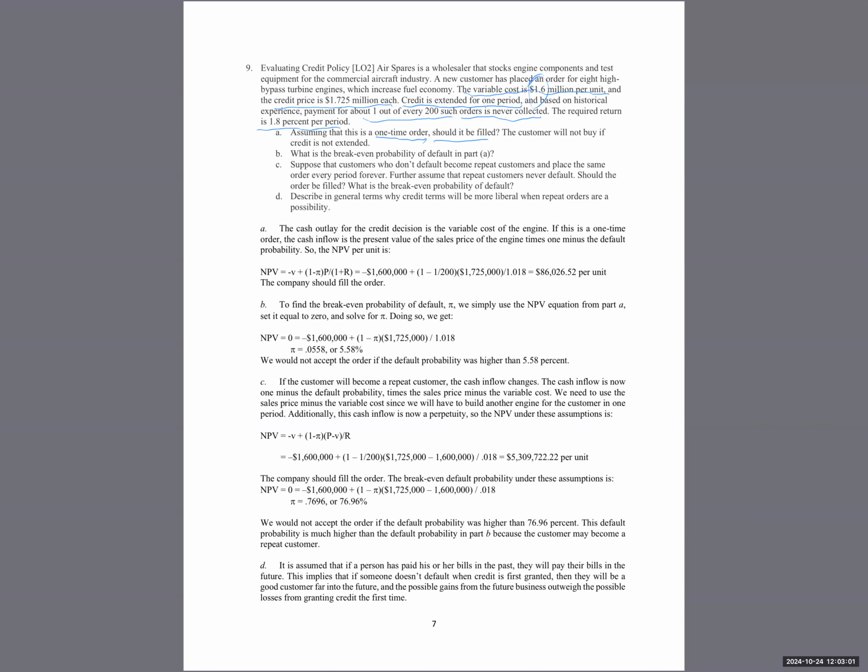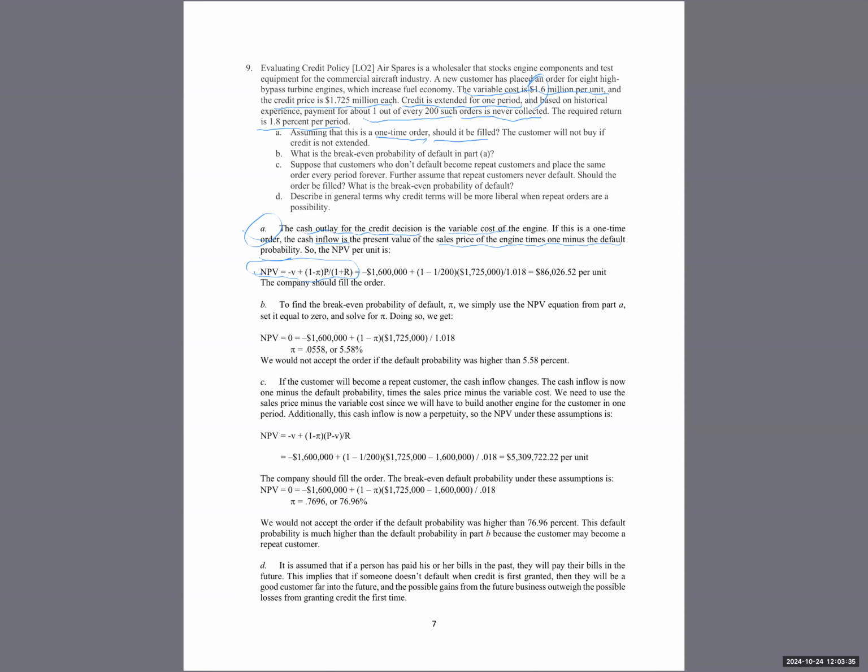All right, for question A, you should use the one-time order model. The cash outlay for the credit decision is the variable cost. If this is a one-time order, the cash inflow is the present value of the sales price times 1 minus the default probability. So that's the model for a one-time order.